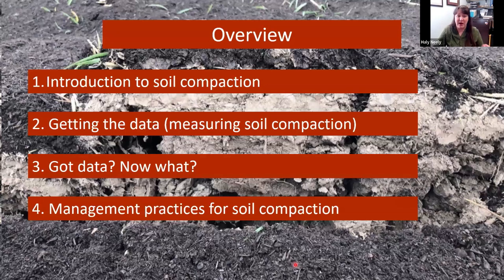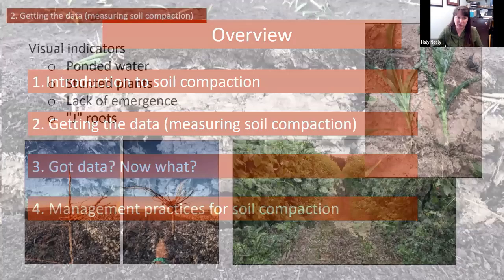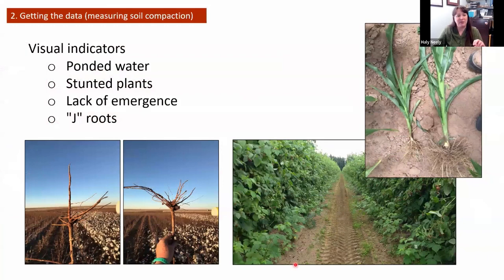All right, so now we're going to talk a little bit about getting data, so how we kind of measure soil compaction. So first, just some visual indicators like we were talking about is kind of the first step when we're looking at soil compaction. Like, does it just look like it's going to be a problem? So ponded water is a big indicator that you probably have some compaction.